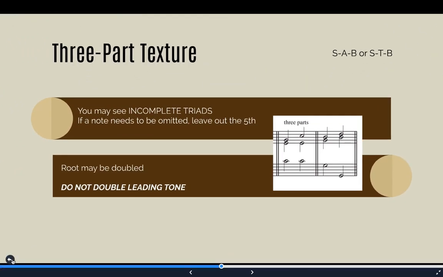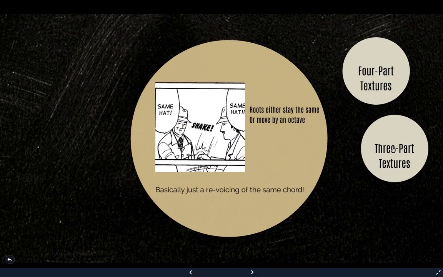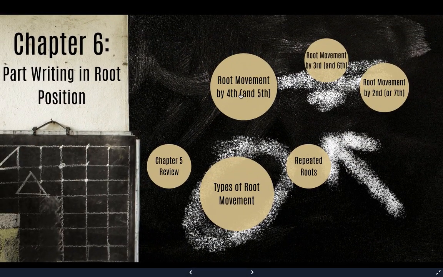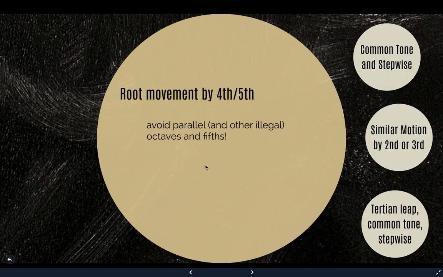I'm going to skip over 3-part texture because it's not really something that I care as much about in this class. We're going to work more on 4-part textures. So let's move on. What do you do when your roots are separated by a fourth or a fifth?